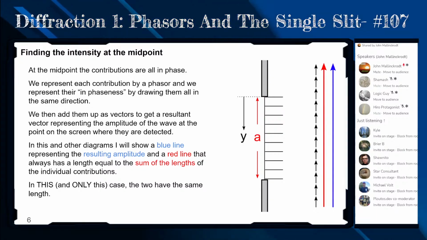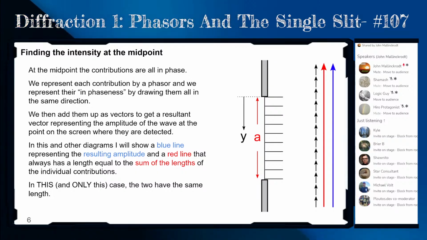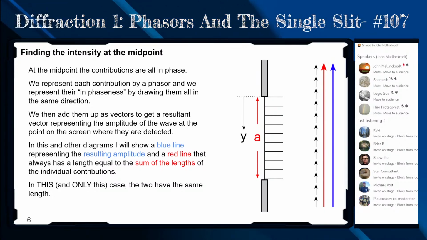The red line simply represents the length of all those vectors. If I just add up all the lengths of all those vectors, that's the red line. In this particular case, the red line and the blue line are the same because all the vectors are in the same direction. So we get a fairly healthy wave at the midpoint because there's no phase cancellation, which is what I'm going to show you on the next slide.